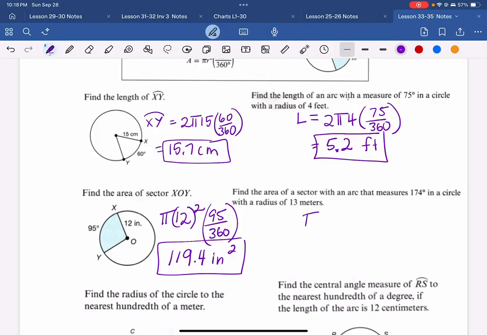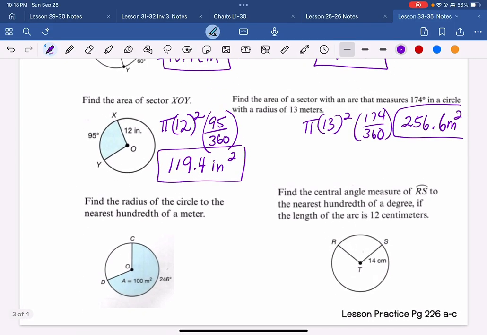So once again, pi r squared 174 over 360. If you punched that in carefully, you should have 256.6 meters squared.